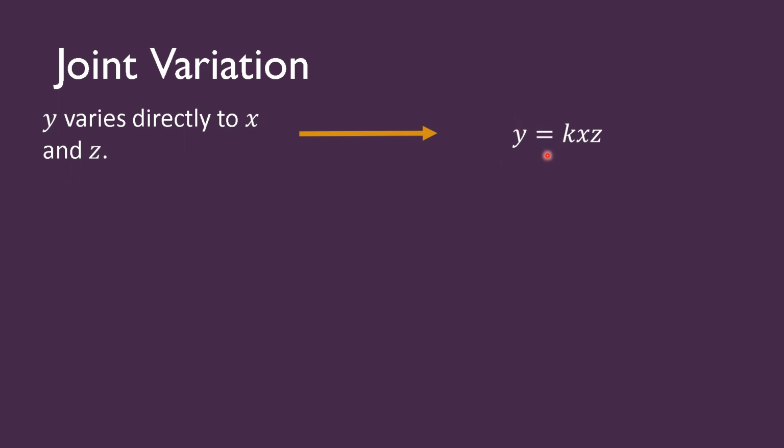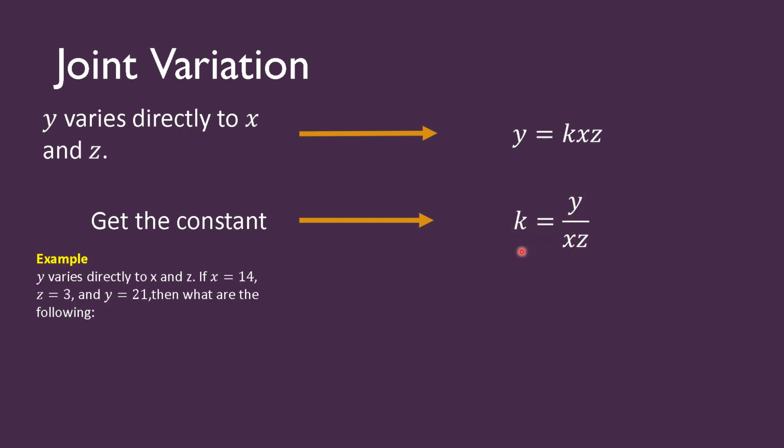Okay, let's have joint variation. Joint variation is when there are two independent variables that have a relationship to a dependent variable. So for example, y varies directly to x and z. The formula will lead us to y is equal to kxz. So the x and z are the independent variables and the dependent variable is y. Getting the constant, we have k is equal to y over xz.